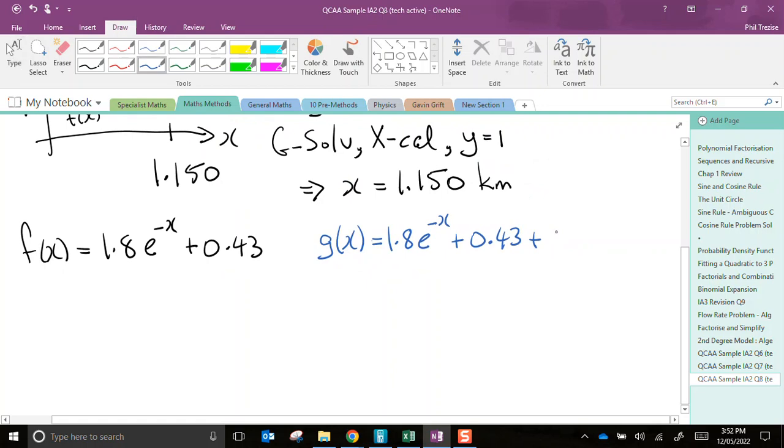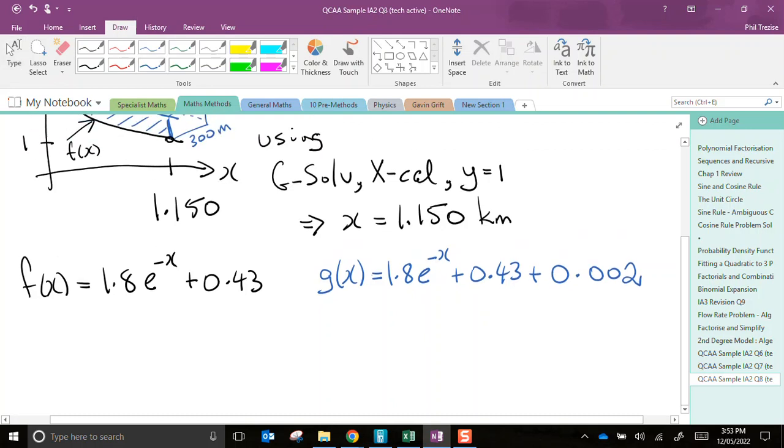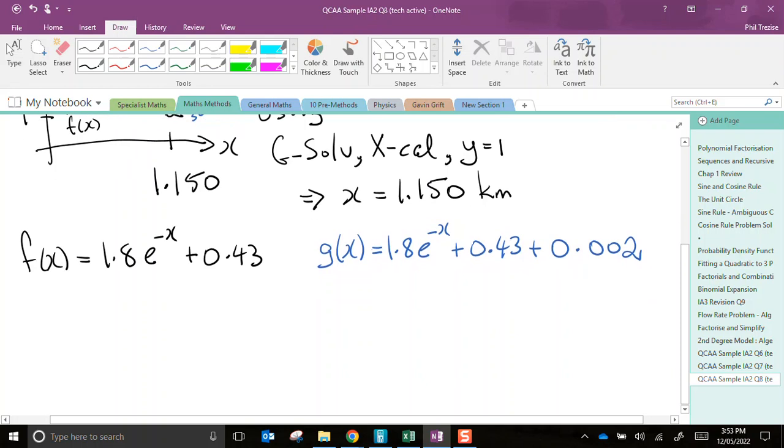Now this is a trap. If I was to write 2 there like that, I'm adding 2 kilometers worth of height because the question said these formulas were working in kilometers. So 2 meters measured in kilometers is adding on 0.002. There we go. I want to find the shaded area.